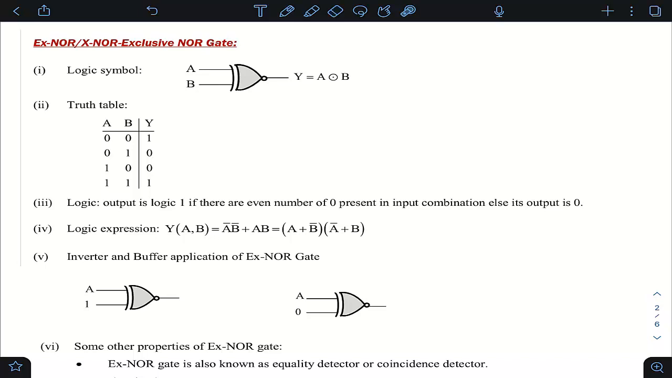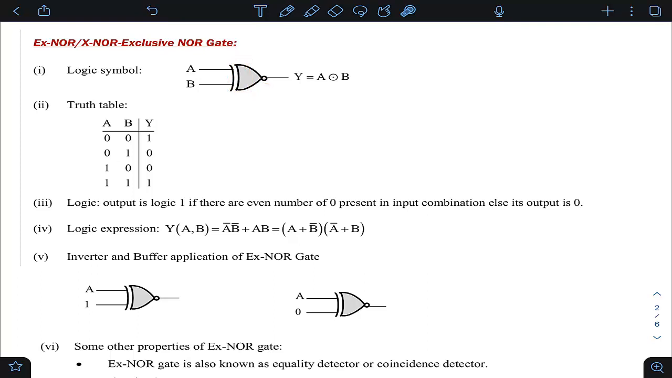Let us try to understand the property of XNOR gate. XNOR gate is written something like this. Sometimes it is XNOR or exclusive NOR, so whichever is your choice, you can use that. The logic symbol of XNOR gate is an XOR gate followed by a bubble. This bubble is nothing but equivalent to a NOT gate.